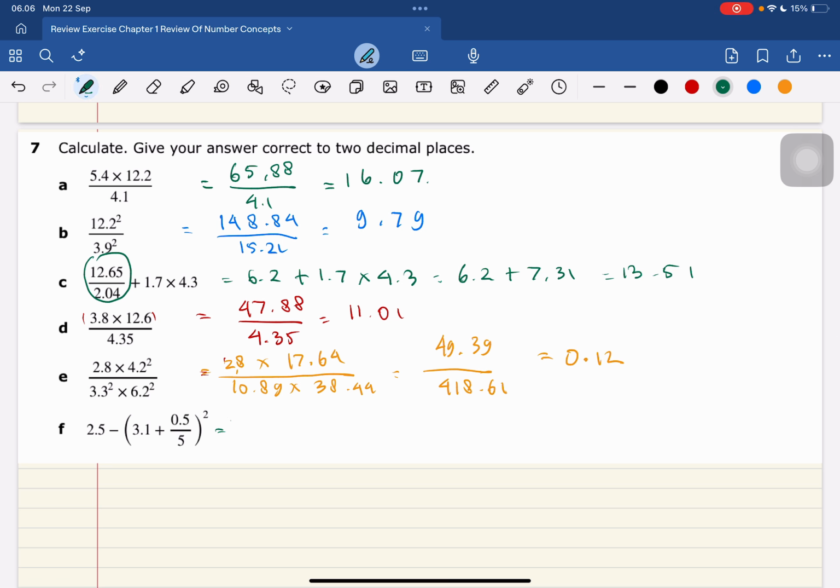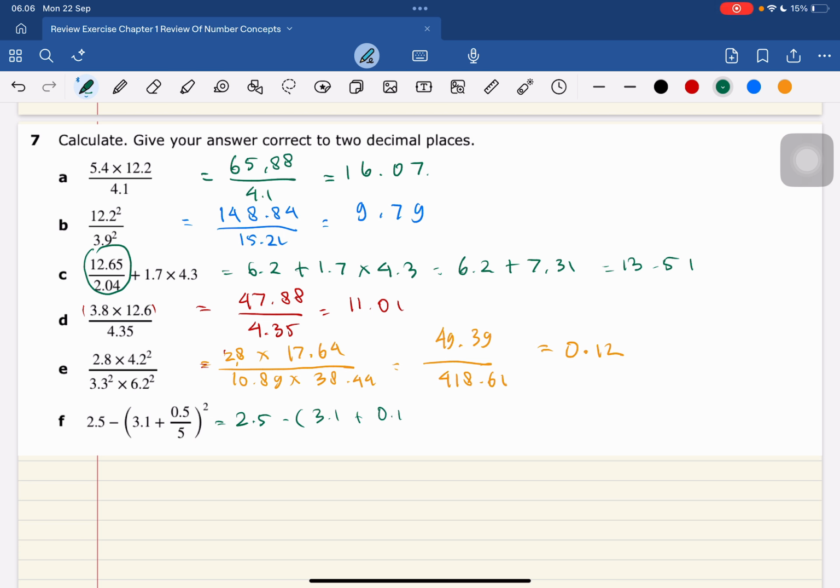Next, let's finish inside the bracket. So this is 2.5, we keep it, 3.1 plus, okay, we got 0.5 divided by 5, it's gonna be 0.1, then square. Okay, let's finish the bracket. So 2.5 minus 3.2 square. Okay, let's make it square. So 3.2, if we make it square, will give us the answer of 10.24. So let's subtract it. 2.5 minus 10.24 is minus 7.74.